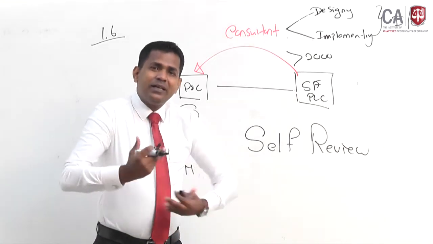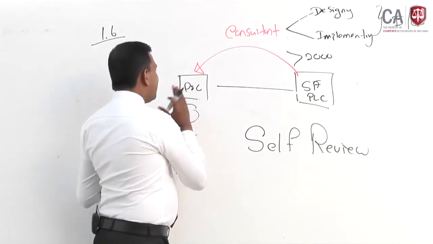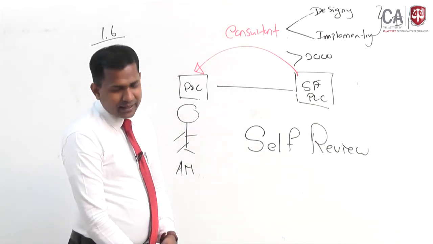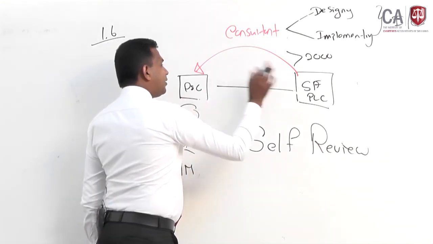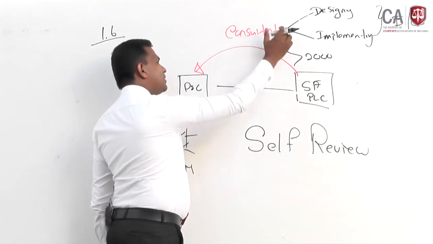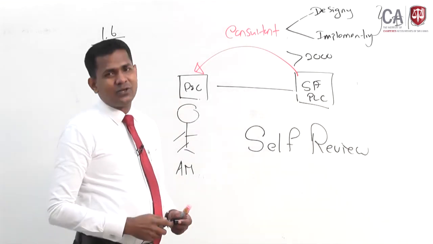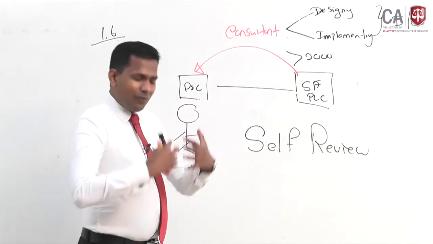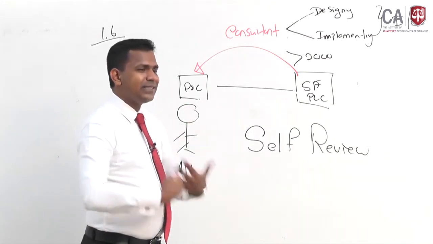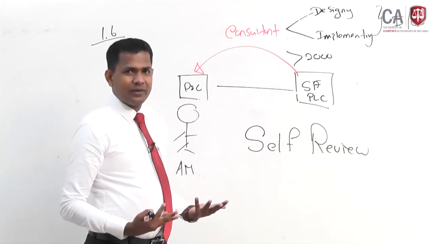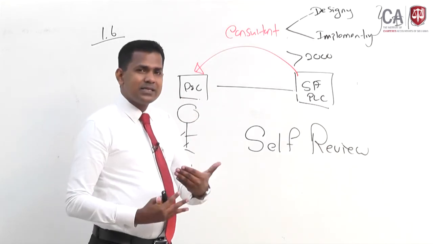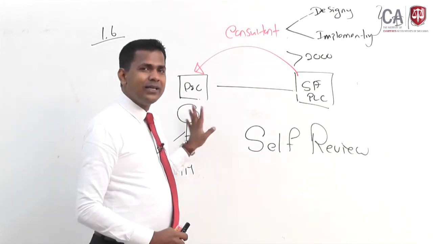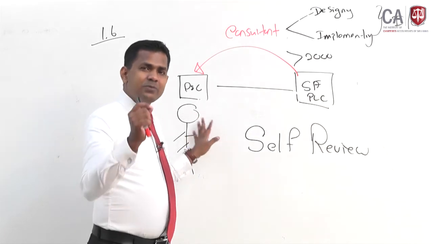Why? You are going to review the work that is done by you. Pereira & Company is the auditor of this PLC and Pereira & Company is going to be the consultant in designing, implementing and maintaining the internal control. So you are going to review the system that you designed yourself. You design some system and you are going to review it. That creates a self-review threat to a chartered accountant. Can this be done or not?